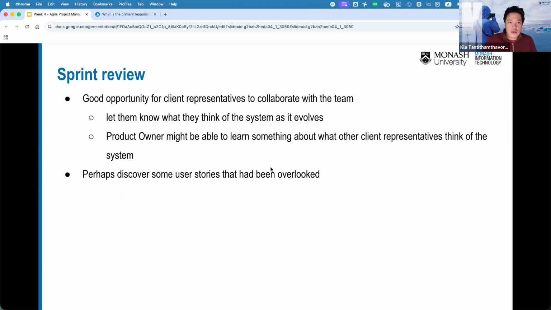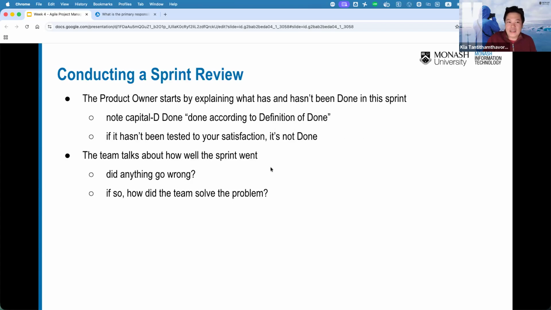Good. Yeah, so sprint review is a good opportunity for the client representatives to collaborate with the team. Okay. In the real world, you need to present the work in progress. Okay. These are the things that you have done over the week, and communicate, seek feedback from the client, whether they are happy with you or not, whether they are happy with the work and the outcome and things like that. Okay.